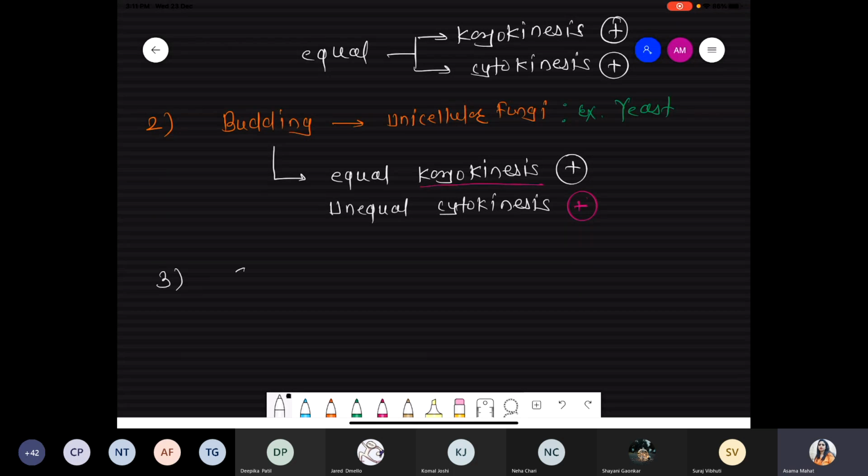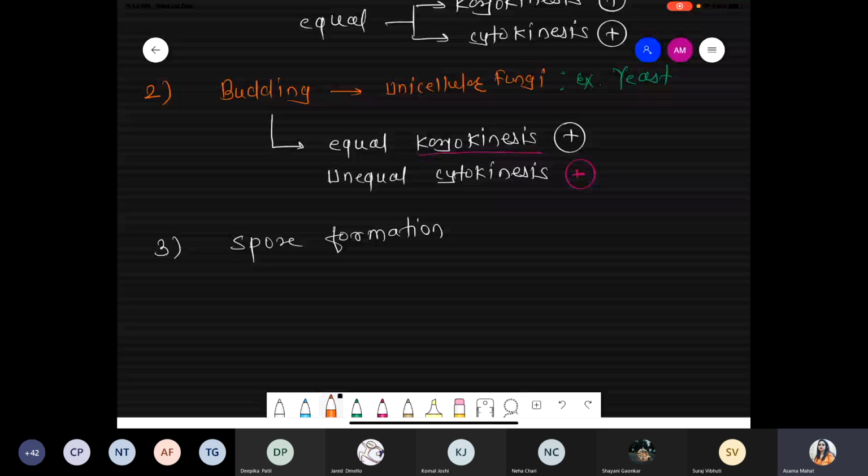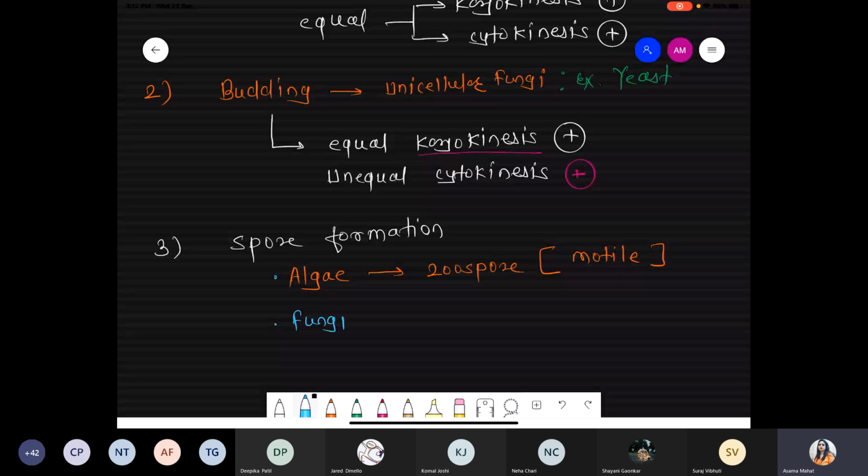Third example, we are talking about spore formation, that is sporulation. I hope you remember when you started the chapter Biological Classification, in spore formation we already discussed algae. Number one, algae can form spores, and algae form zoospores. And you know very well, zoospores are motile, right? Zoospores are motile.